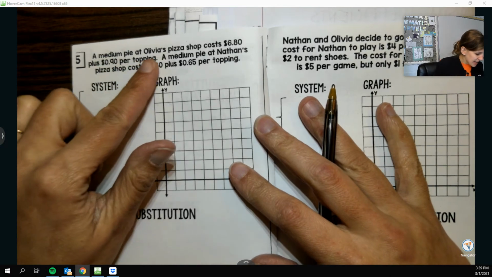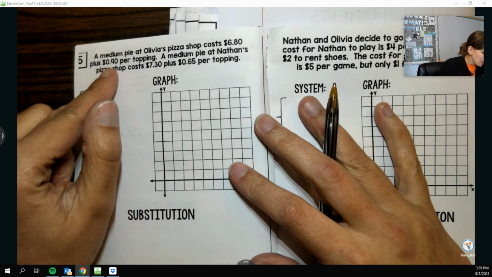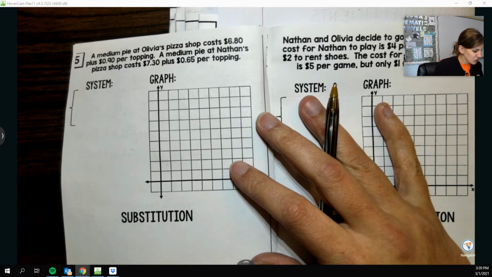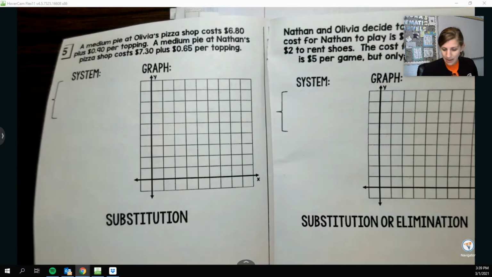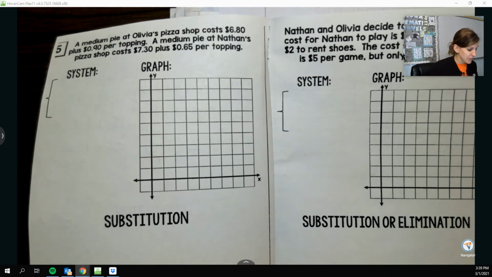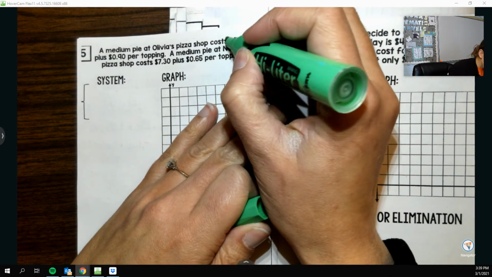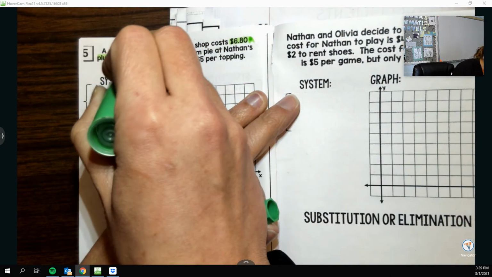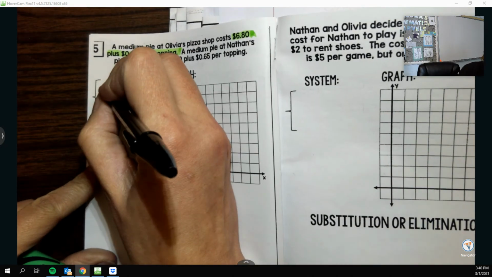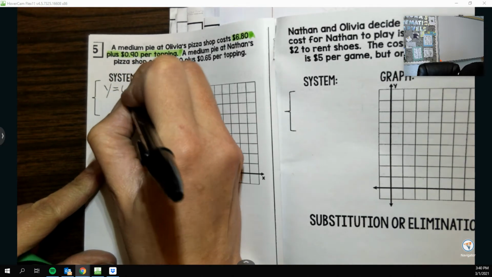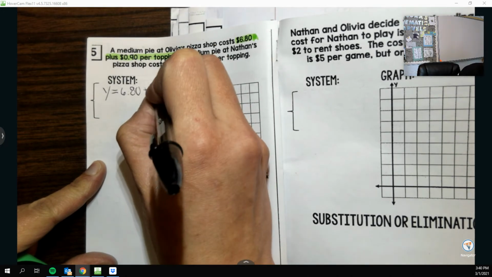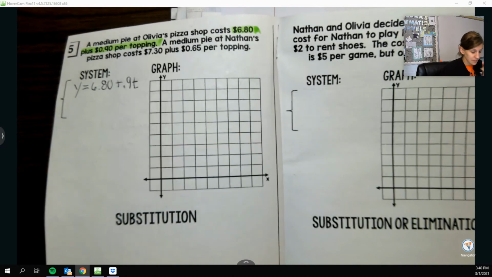All right, a medium pie at Olivia's Pizza Shop costs $6.80 plus 90 cents per topping. A medium pie at Nathan's Pizza Shop costs $7.30 plus 65 cents per topping. Even though these are money numbers, I think I only have one over and over again number. At Olivia's Pizza Shop, I pay $6.80 plus 90 cents per topping, so that's a y equals mx plus b thing. Like y equals 6.80 plus 0.90 per topping. Let's just call it t.